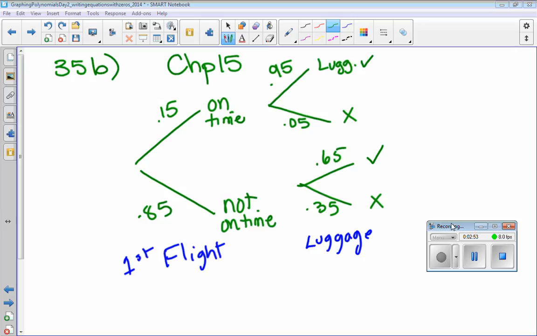To make the final parts of the diagram: the flight's on time and the luggage makes it, you multiply across that tree branch, then I have 0.1425, and over here I have 0.0075. Going across not on time, luggage still makes it, we have 0.5525, and here we have 0.2975. We should double check that. What should all these things add to be? Making sure. And good. So we have our tree diagram. Let's go back to the question now.